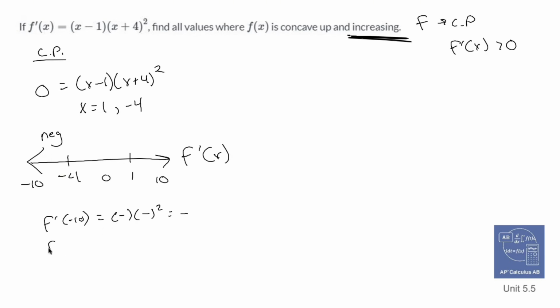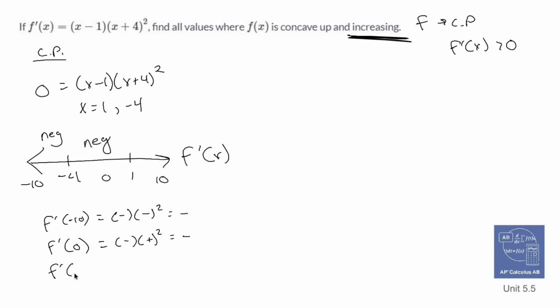Let's plug in 0. F prime of 0 is 0 minus 1, which is negative, times 0 plus 4, which is positive, squared, and a negative times a positive is a negative again. So there's a critical point, but no max or min going on here because it goes from negative to negative. But that's not what I'm supposed to do. I'm supposed to find out where this is increasing.